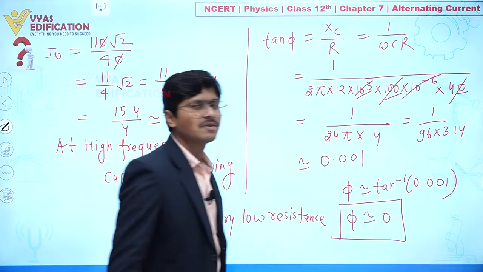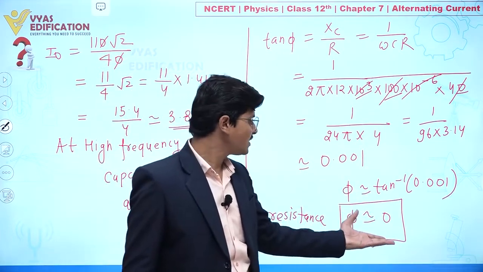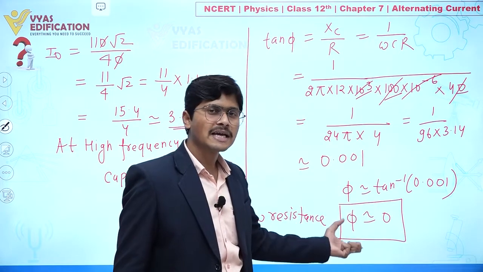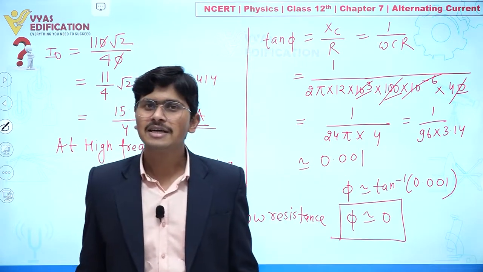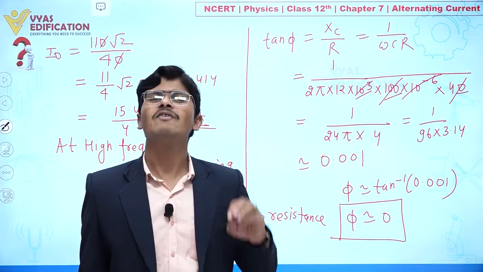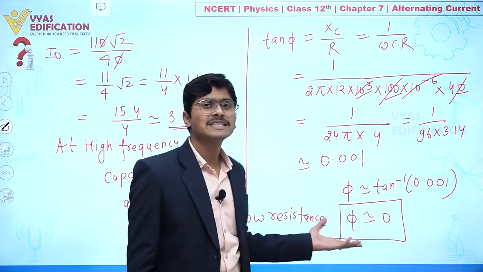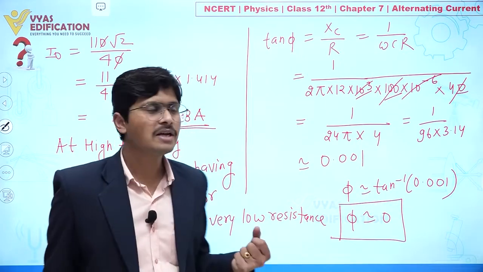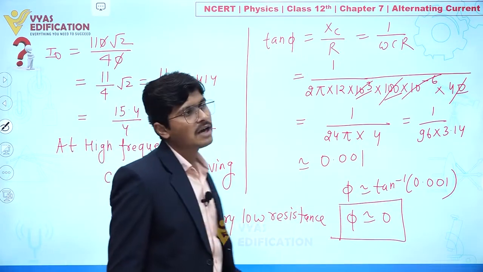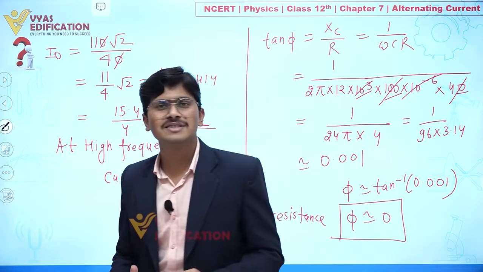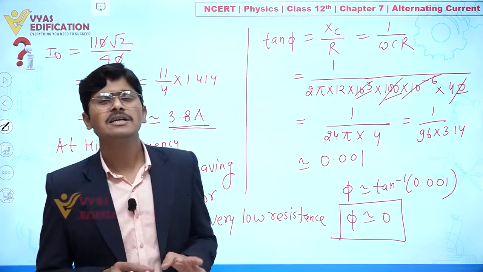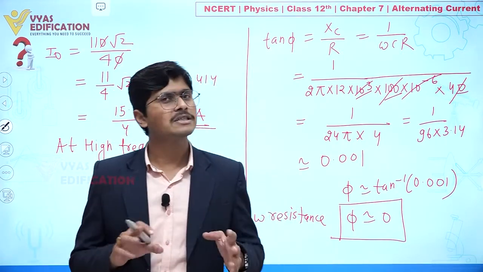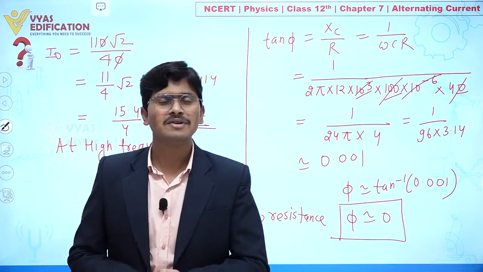What are you understanding by this angle? Actually we are understanding here that the resultant is making a very small angle with resistance, or we can say the value of Xc is very low. So like this you can prove at high frequency capacitor behaves just like a conductor having very less or negligible resistance. So this is all about this question.